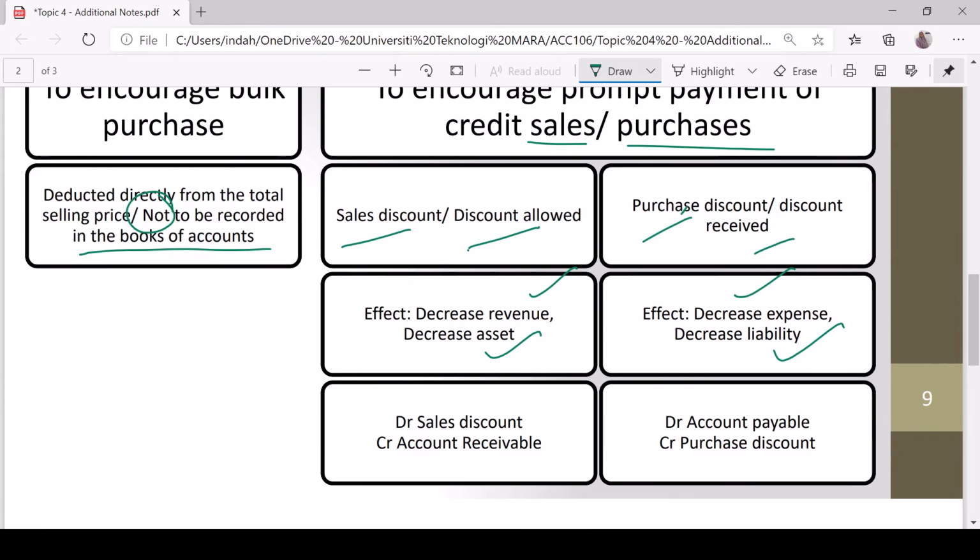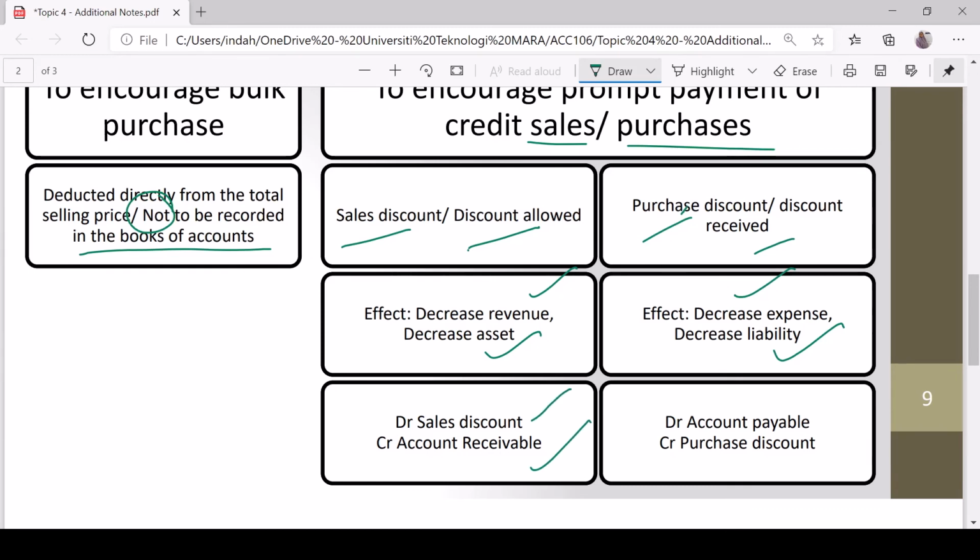So what is the journal entry? Decrease in revenue means that we have to debit, but we're not going to debit sales, even though this is a decrease in sales. We're going to debit sales discount. Then decrease in asset, which asset? Account receivable. So debit sales discount, credit account receivable.